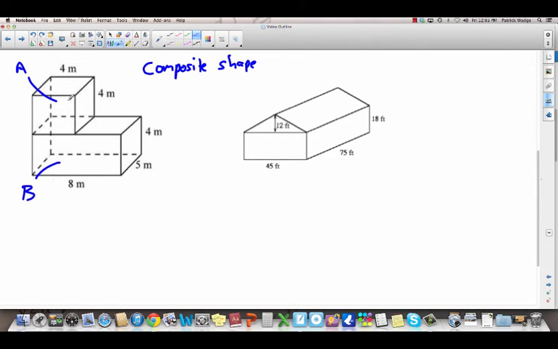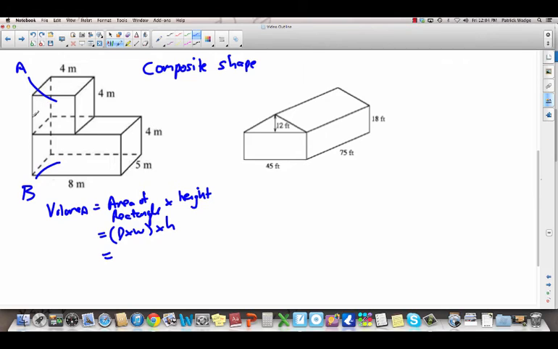And obviously what you're going to have to do is get the volume of A, get the volume of B, and add them together. So the volume of A is equal to the area of the base, and the base in this case is a rectangle, multiplied by the height. In fact, this is going to be the same for B as well. So the area of a rectangle is length times width, and then you multiply it by height.